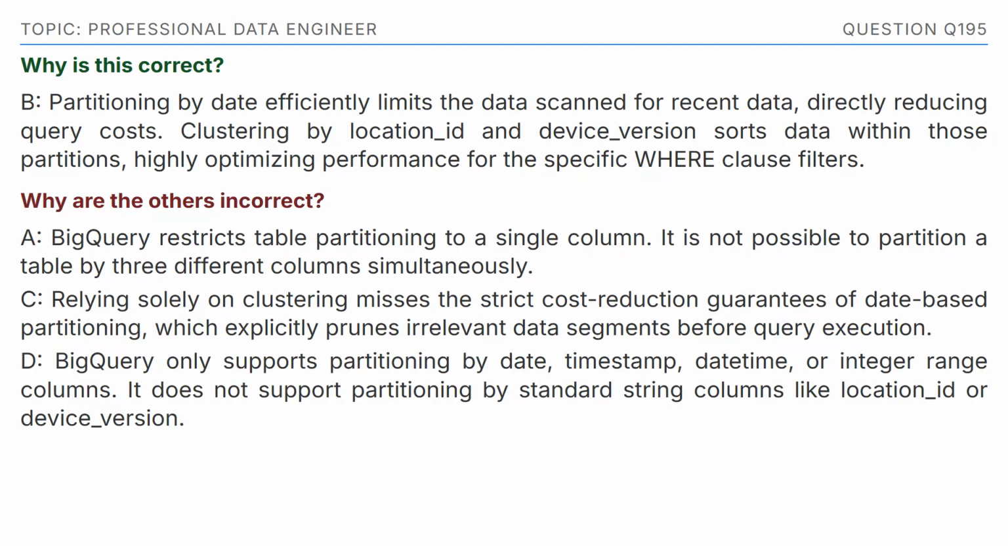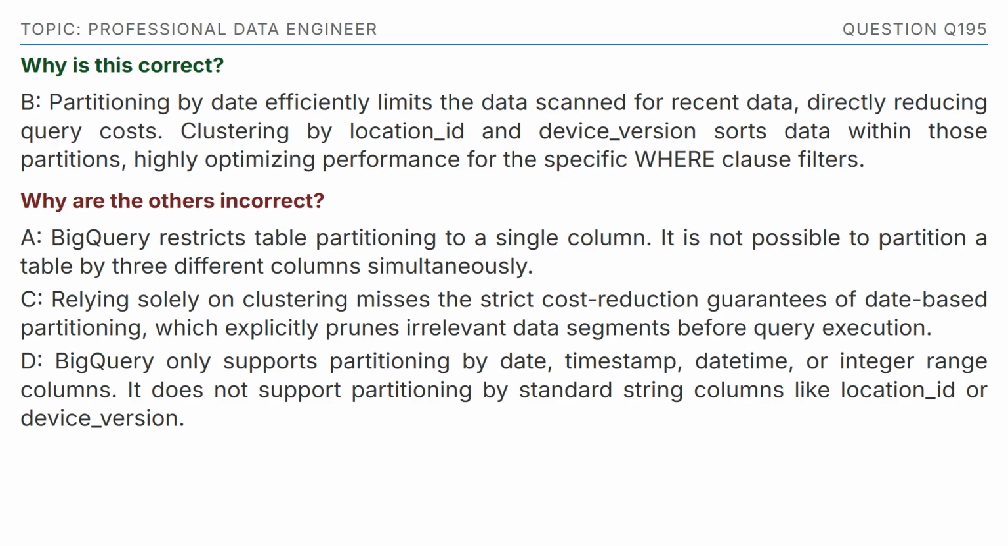Why is this correct? B. Partitioning by date efficiently limits the data scanned for recent data, directly reducing query costs. Clustering by location_ID and device_version sorts data within those partitions, highly optimizing performance for the specific where clause filters. Why are the others incorrect?